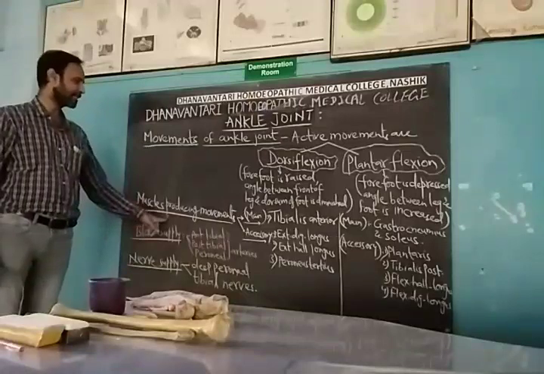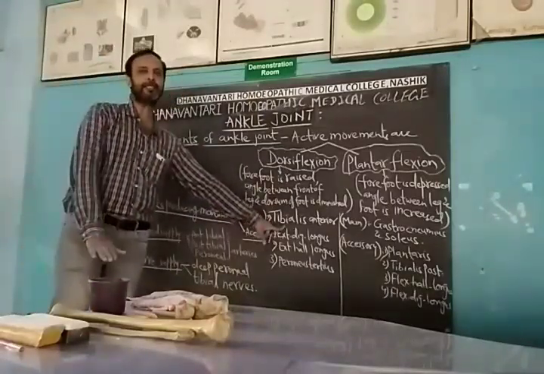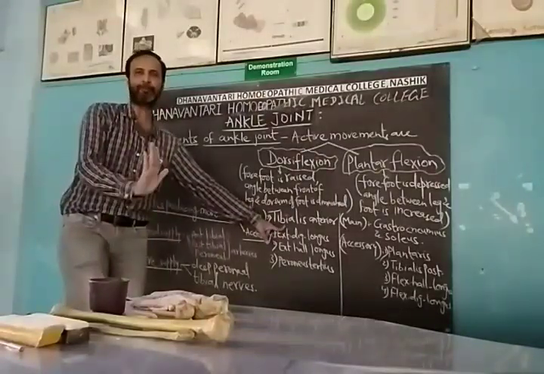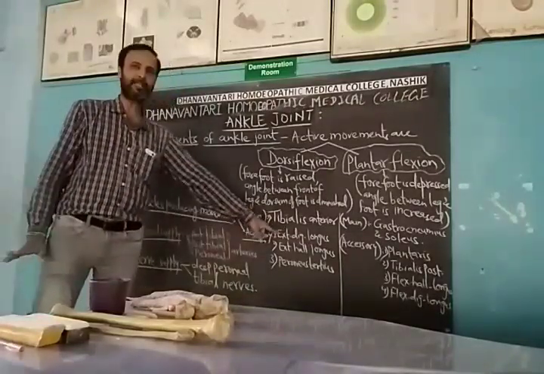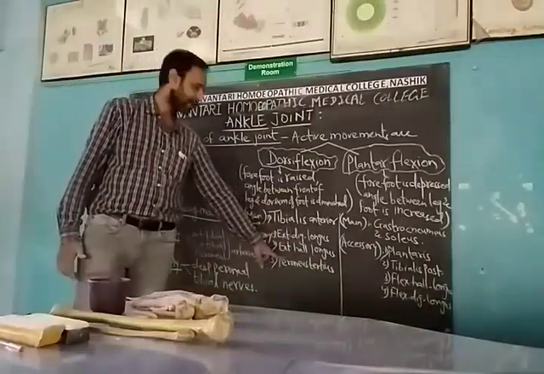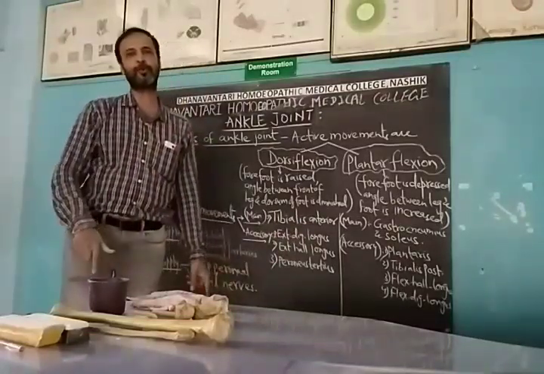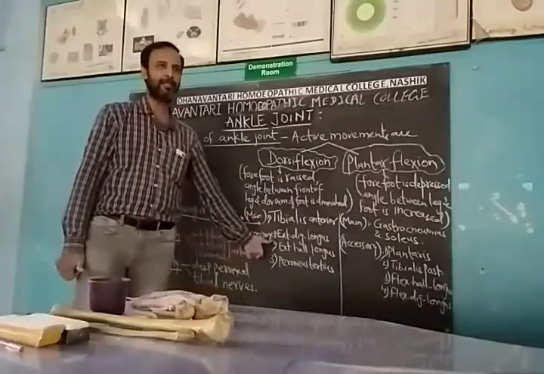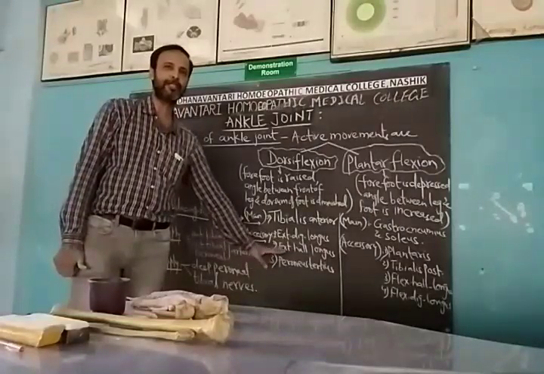Now the muscles producing movement. The main muscle for dorsiflexion is, of course, tibialis anterior. Tibialis anterior, very strong. Therefore, it helps in raising the foot up. That is dorsiflexion. And the accessory muscles are the extensor digitorum longus, extensor hallucis longus, and peroneus tertius. So tibialis anterior is the main, and the rest, these three, are accessory muscles.